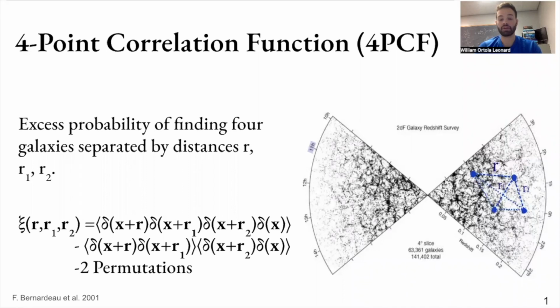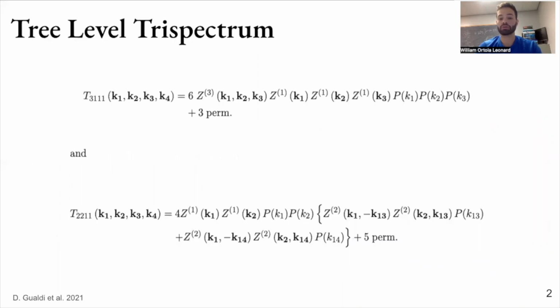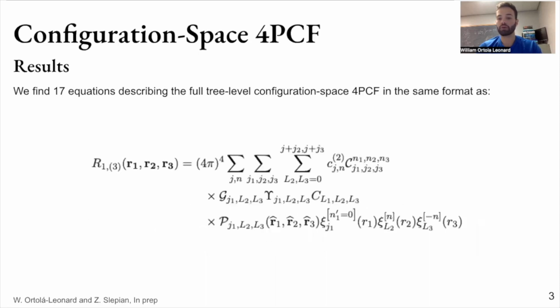To model the 4PCF in real space is a difficult task to do, so what cosmologists have done in the past is go to Fourier space where these calculations are a little bit easier to do. What I'm showing you here is the tree-level trispectrum, which is composed of these 2 terms, and this is the base where we start from to go to real space. So what I've done is take the inverse Fourier transform of those 2 tree-level trispectrum terms. And so what we end up finding is 17 equations that describe the full tree-level 4-point correlation function in the same format as the one that I'm showing you here.